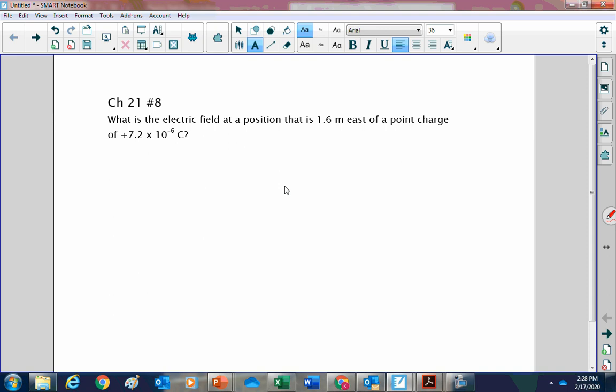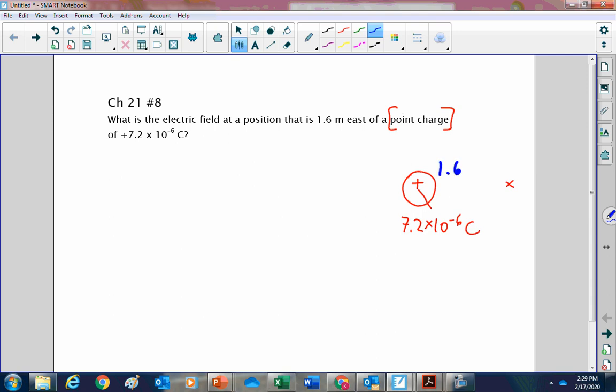So let's draw a picture. I'm going to call this point charge big Q, to imply it's the big one, okay? And it's positive, 7.2 times 10 to the negative 6. And then the location we're solving for is east of that. So we're over here at this location, 1.6 meters. Here to here.